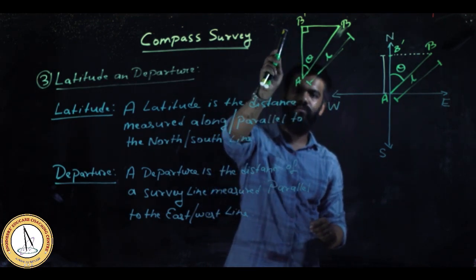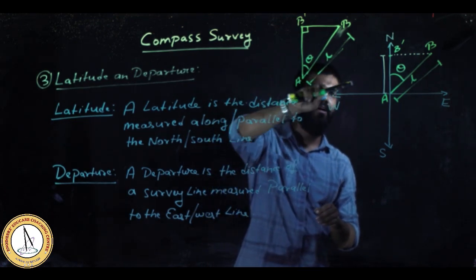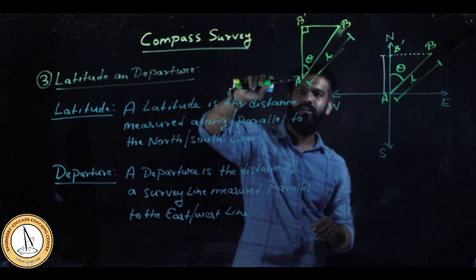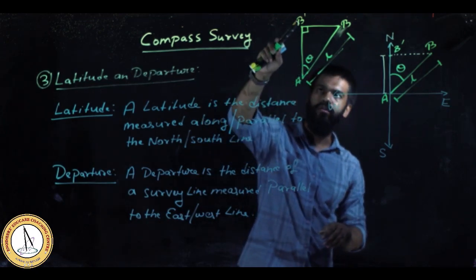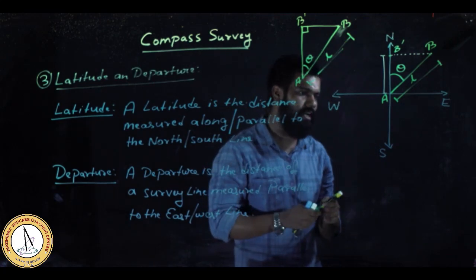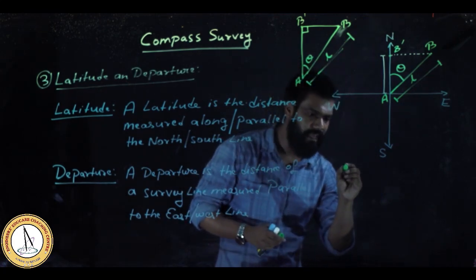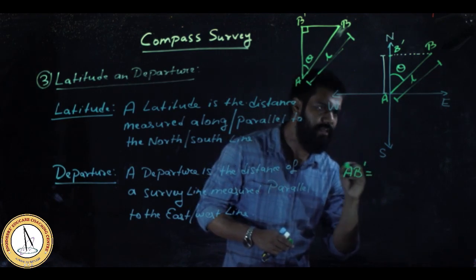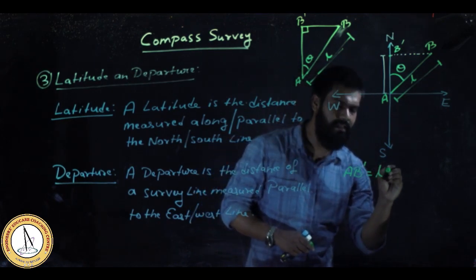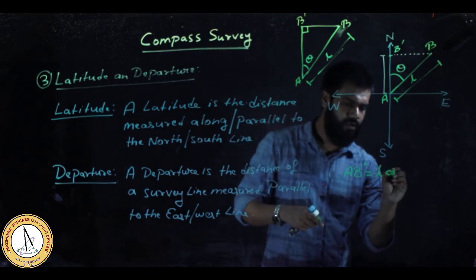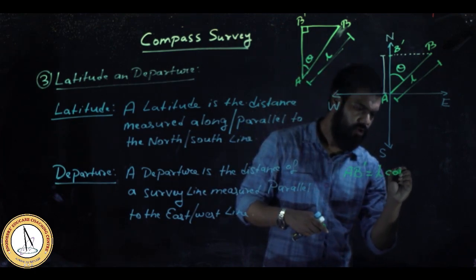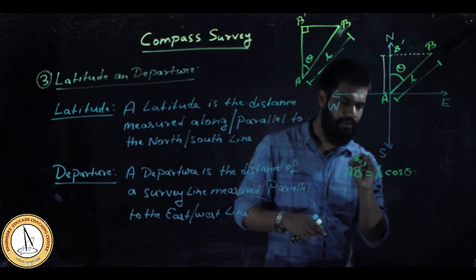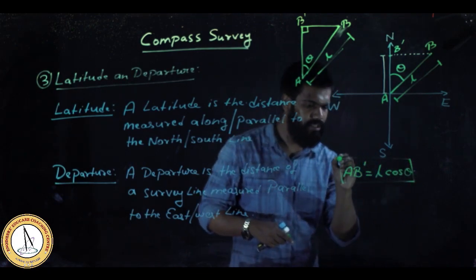So what is our target? Our target is to find out what is this distance, that means AB dash. So if I consider this right angle triangle, from here I can write that my AB dash will be equal to L cos of theta, by just considering the trigonometric formula.